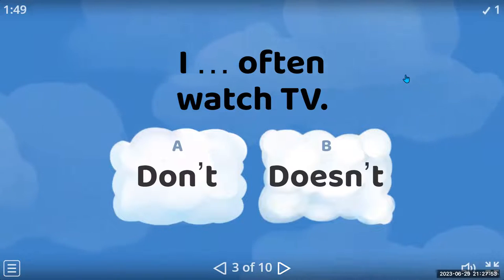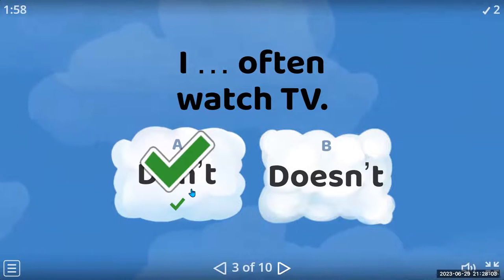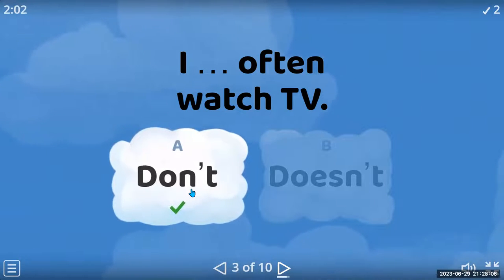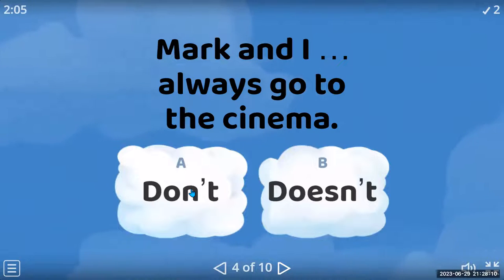Okay, the next one is Paola, it's your turn. Go ahead, Paola. I don't often watch TV. Okay, let us see if you are right or wrong. Bingo, you are right. Good job. Okay, next, somebody else. ¿Quién más? I have more than 20 people, so I need at least 10 that can participate. Gabriela, it's your turn. Read the sentence. Lea la oración, Gabriela.